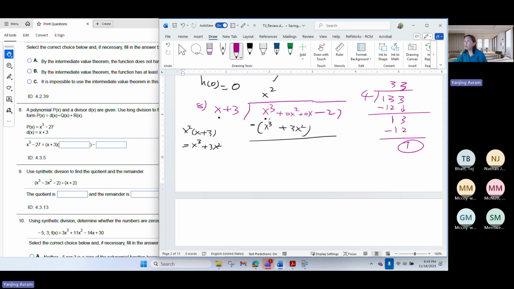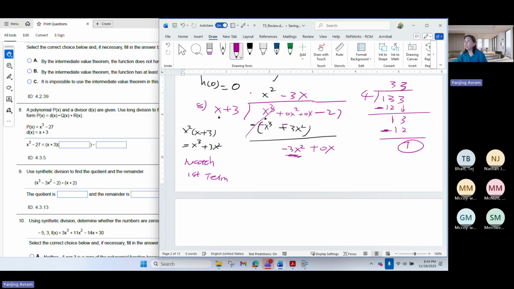You always do the subtraction. These will be negative, and the x cubed terms cancel out. What's left is 0 minus 3, so negative 3x squared. We don't have any x, so we use 0x. Now x needs to become negative 3x squared. You always match the first term, so I will have to multiply by negative 3x.